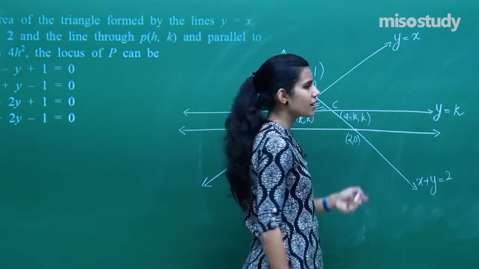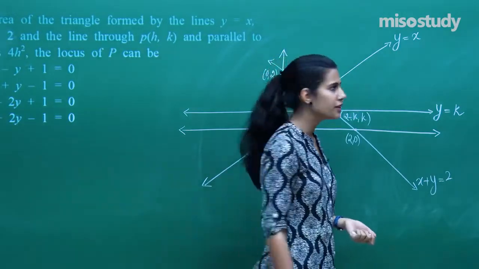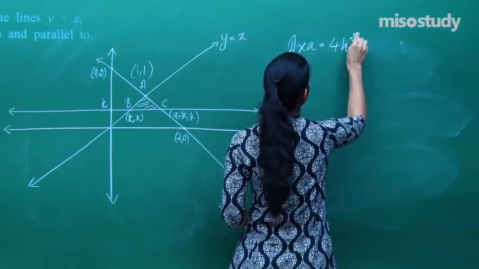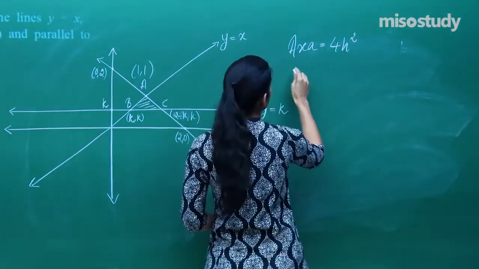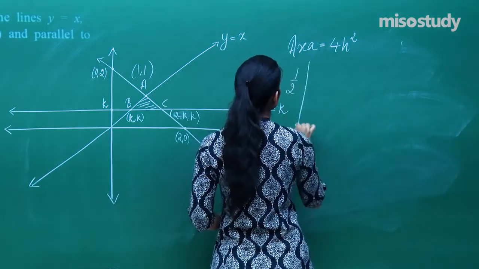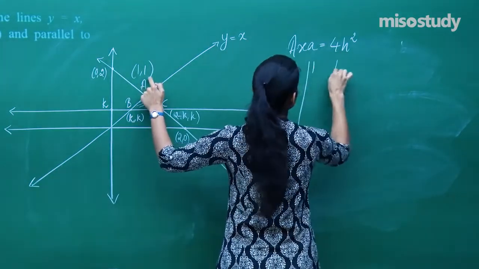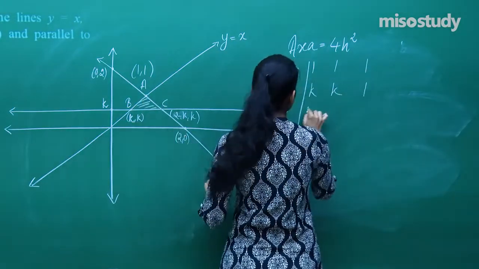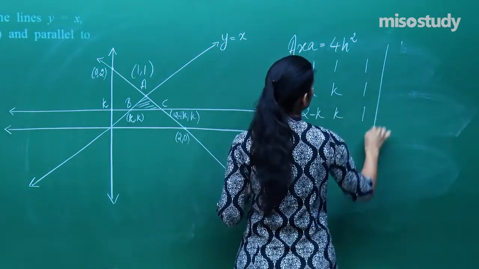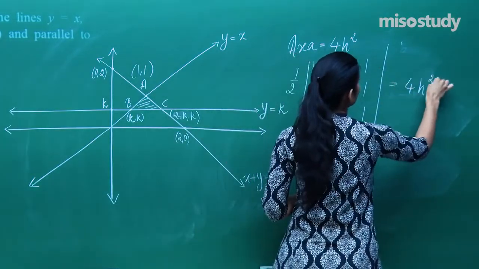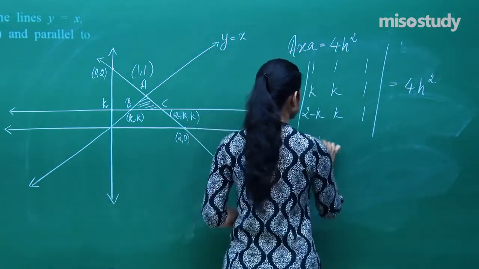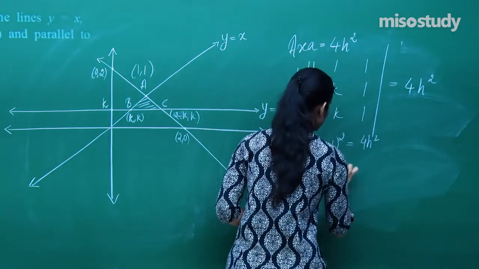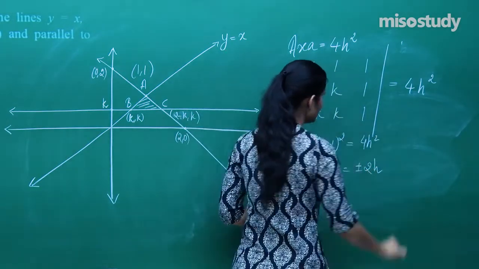If you know the vertices of the triangle, you are in a position to find the area of that triangle. Area is given to be 4h square, that is 1 by 2 determinant of 1, 1, 1; k, k, 1; 2 minus k, k, 1. This is given as 4h square. When you resolve this, it's very simple to resolve. You get k minus 1 whole square equals 4h square, which means k minus 1 equals plus minus 2h.